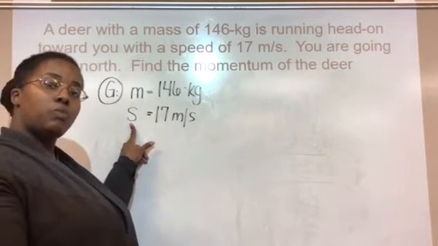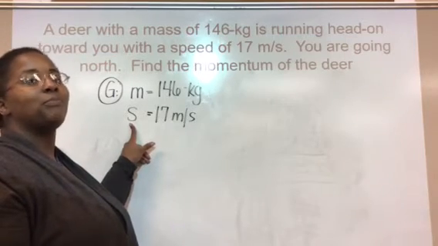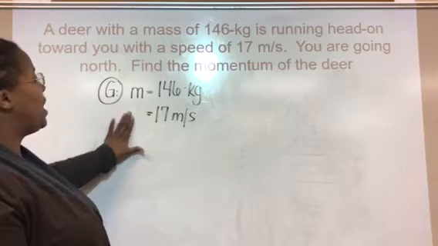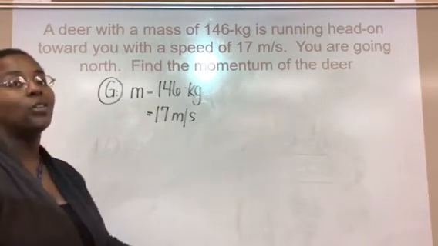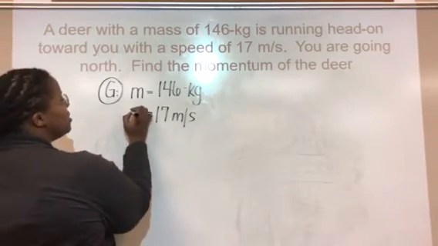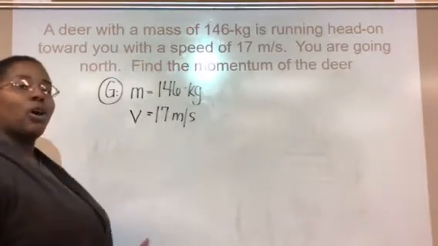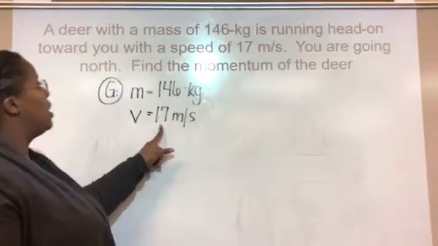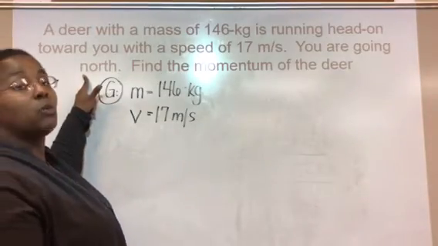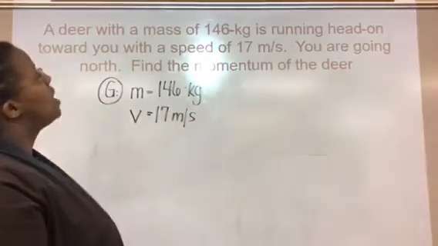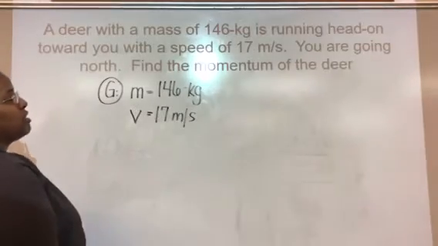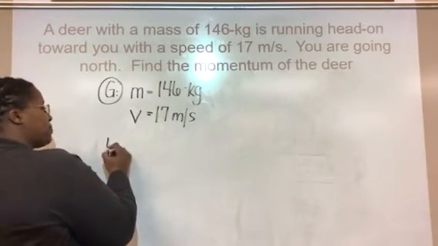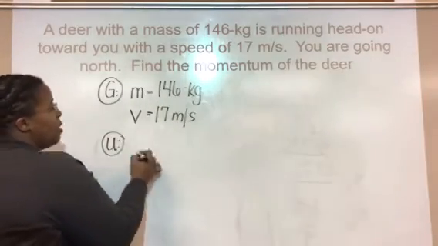Will this remain as speed or is it really velocity? You got it. Speed is a scalar quantity. It only tells you magnitude. Velocity is a vector quantity. It's going to give me magnitude, how fast I was going, and the problem gave us in what direction we were going. Find the momentum of the deer. What is our unknown? It's going to be momentum.